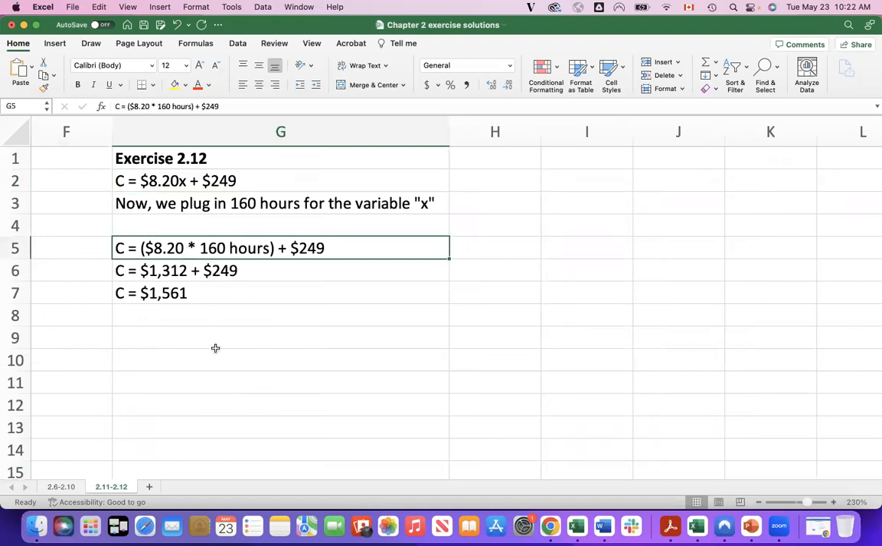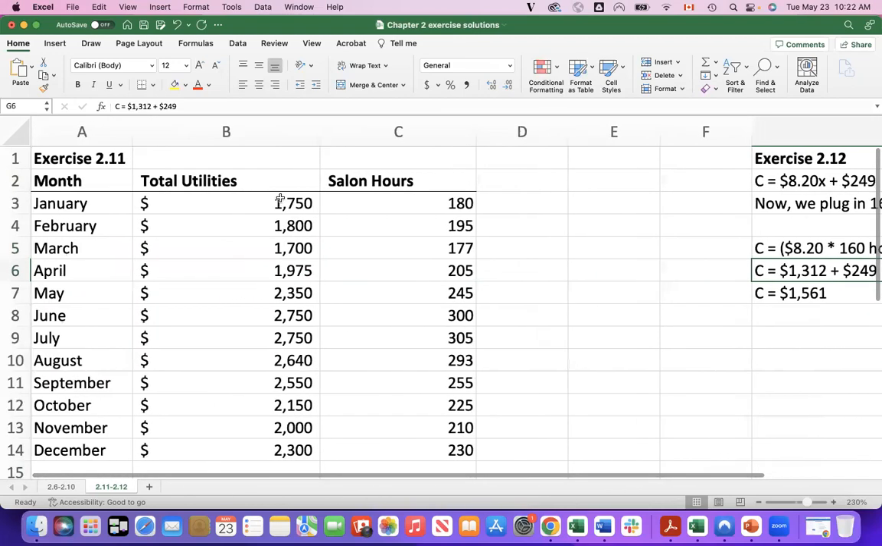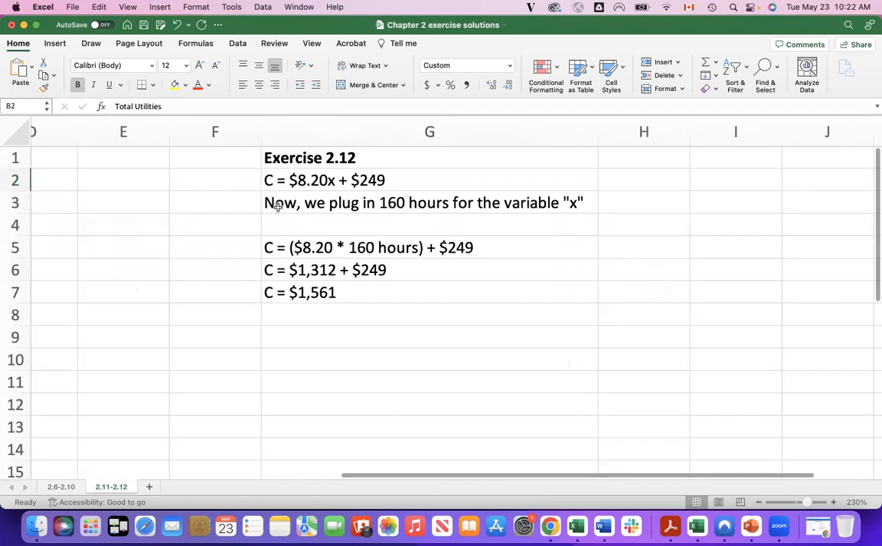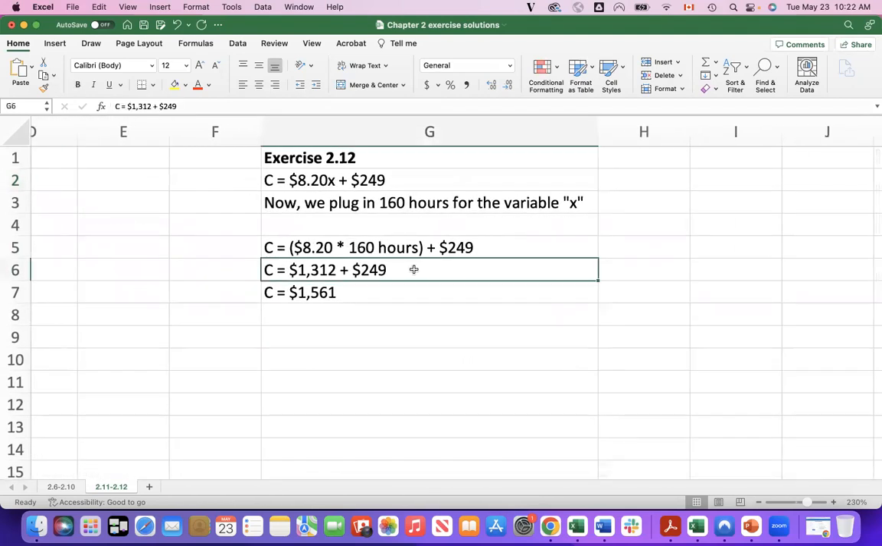So 820 times 160 hours, that's in brackets, so you're going to do that first. Gets us to this point. I want to mention something here. Remember, this is a mixed cost formula. The assumption is that utilities, in this case, exhibits both a variable characteristic, or has variable properties and fixed properties. What we've done here is we've essentially broken down the cost into those components.